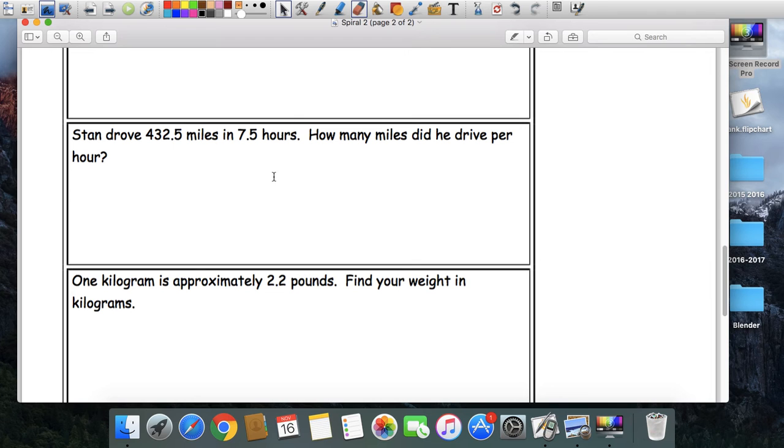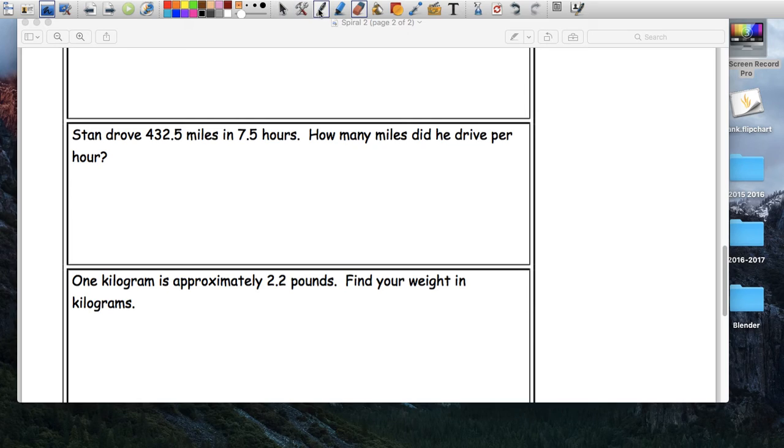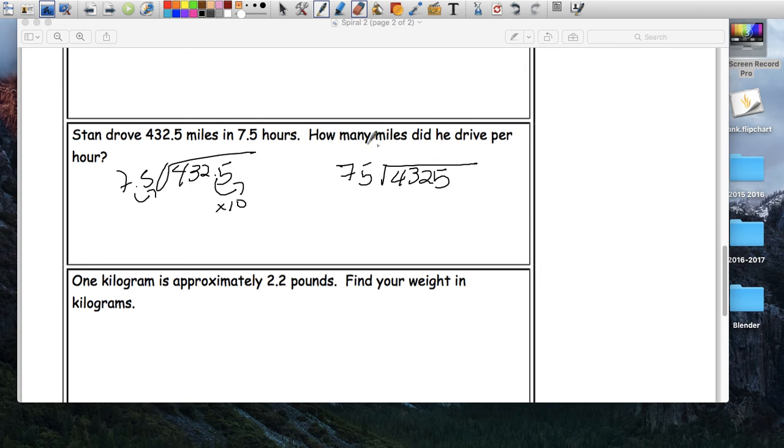Stan drove 432.5 miles in 7.5 hours. How many miles did he drive per hour? Okay, so I know the total, and I know the total number of hours. So this is a division problem. 432.5 divided by 7.5. Now move this one over, or multiply by 10, so that gives us 75. And multiply the 10 on the outside, multiply the inside times 10, and move it again, so that becomes 4,325.